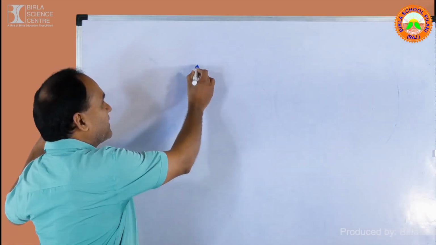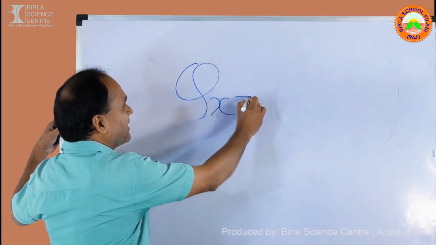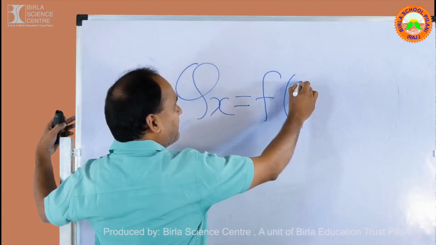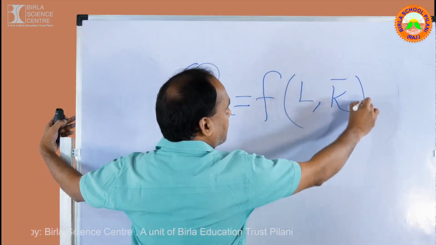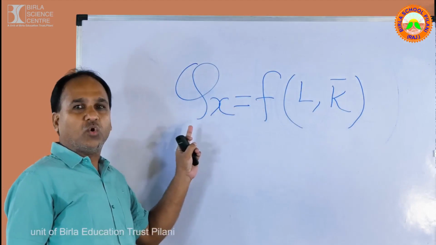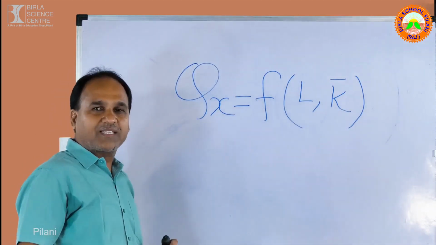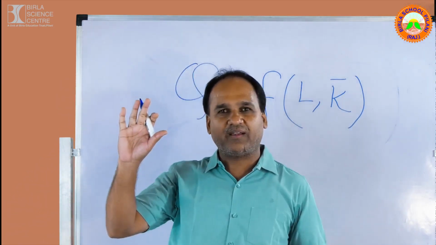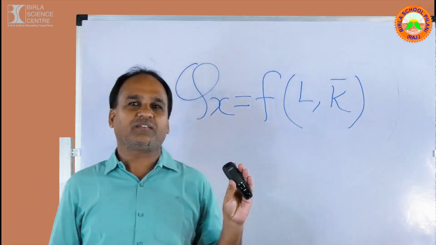All of you please look at the board. This is Q, this is X, is equals to F. Inside the bracket I am writing L, K bar, and then I am closing the bracket. This is Q. Q stands for production. This is X. X stands for X commodity. This is a marker you can see in my hand. This is the X commodity. Very nice small remote is in my hand. This is the X commodity.